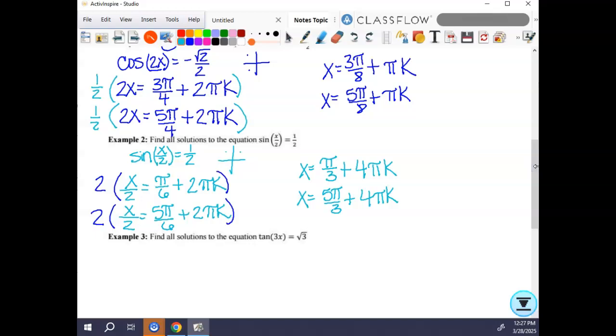So you're just doing whatever you have to do to get this to be x. Since this is 2x, I'm multiplying by 1/2. Since this is x over 2, I'm multiplying by 2 so that those will cancel out. That's how I make my decision.